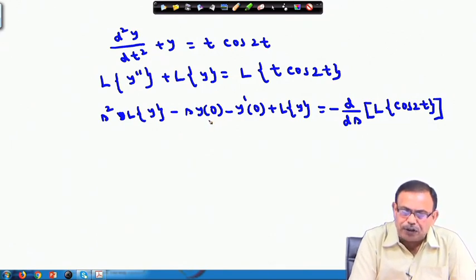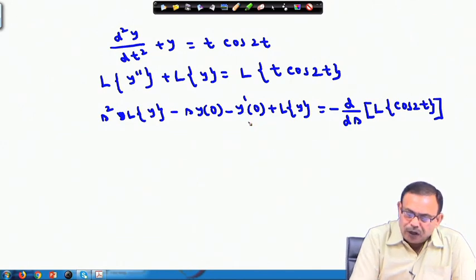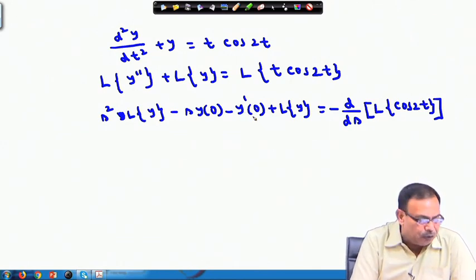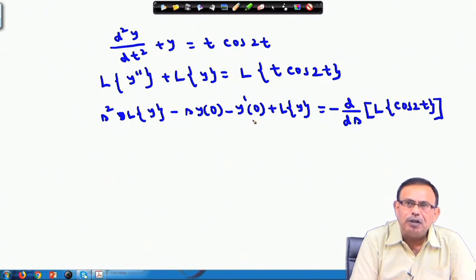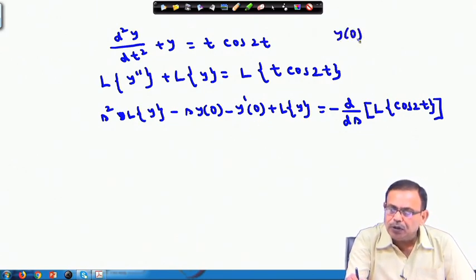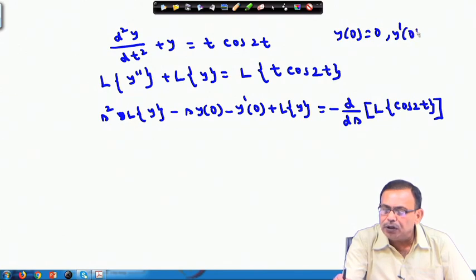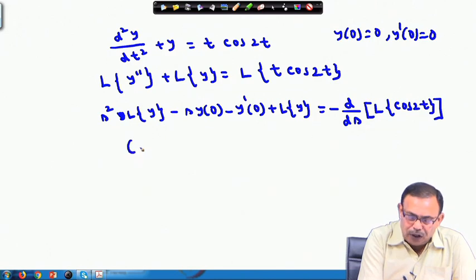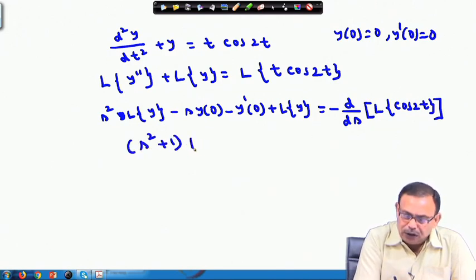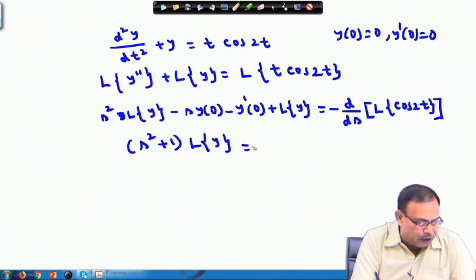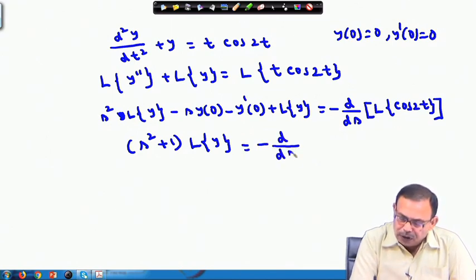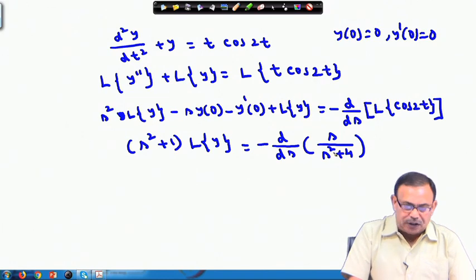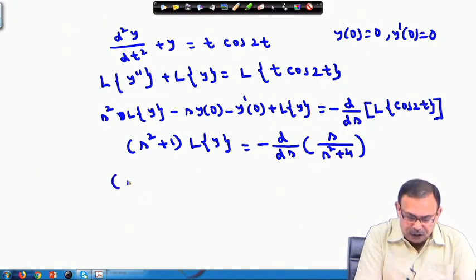Now, on the left hand side, substitute the values of y 0 and y dash 0, which are given to us. y is 0, dy dt is 0, means y 0 is 0 and y dash 0 is also 0. If I substitute these two, then I will obtain s square plus 1 into Laplace transform of y equals minus d ds of Laplace transform of cos 2t, which is known to us, that is s by s square plus 4. So, if I just differentiate once, I will obtain the value.